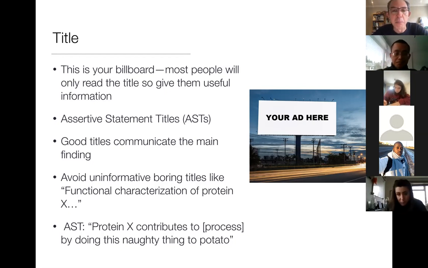So really spend time working on the title. Maybe one way to make a great title is to make a list of the words that absolutely should be in the title and start making sure they are there. But the title essentially is really important. Think about it again as your billboard. So do think hard about your title.